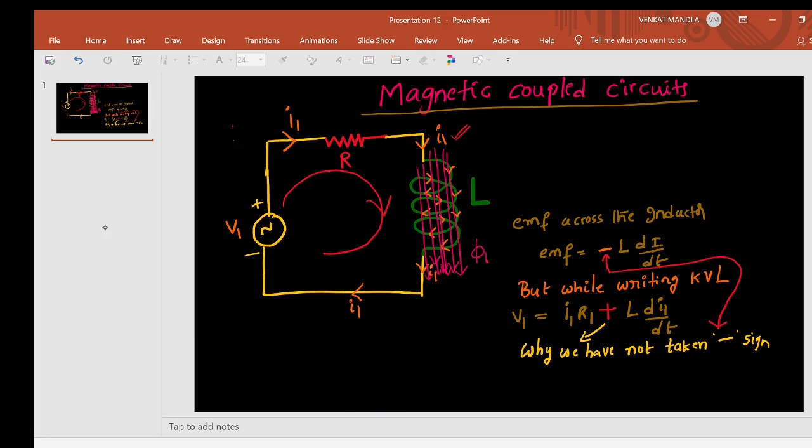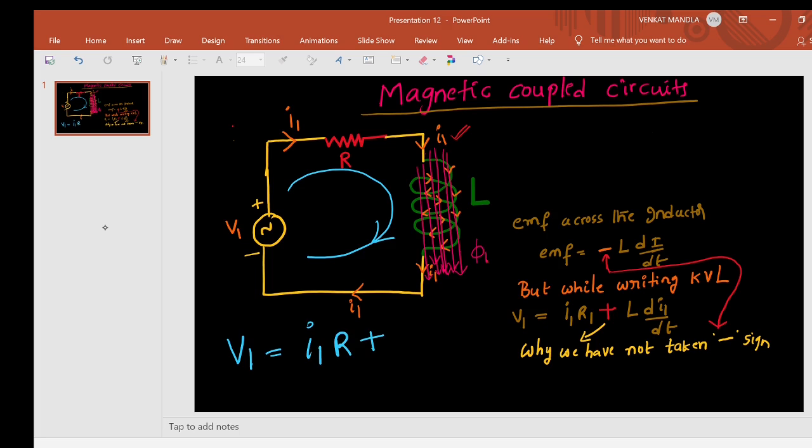So here the question is, if I ask you to write a KVL in this loop, this is the loop. In this loop, if I ask you to write a KVL, what do we write? Like V1 equal to I1 R plus L di1 by dt, the voltage across the inductor. Because this I1 is a time varying current.